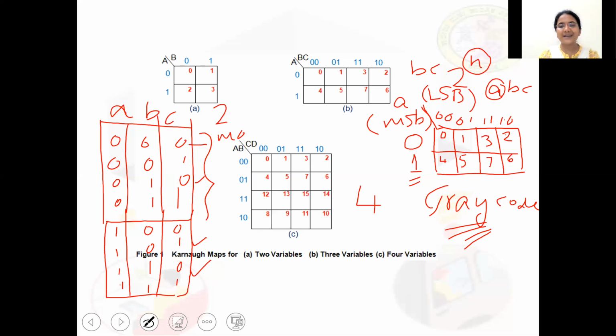In this way, we are writing a 3 variable K-map. This is a 2 variable K-map, where for the rows we are assigning the MSB and for the columns the LSB. We have 2 variables for the 2 variable function, and 2 power 2 is equal to 4 minterms in the K-map. And for the 4 variable function, we have 2 power 4, that is equal to 16 cells in the K-map. This is the way we are entering the minterms in the K-map.